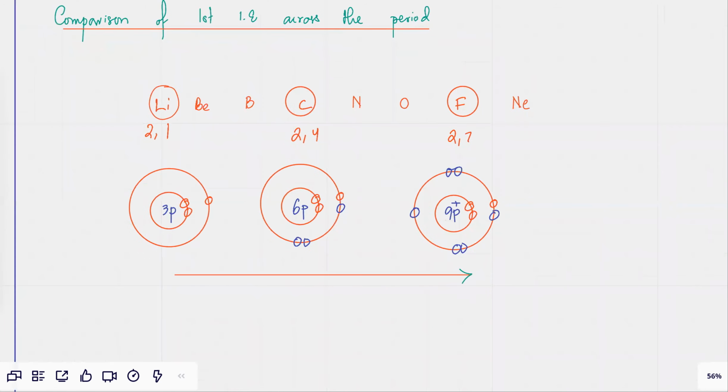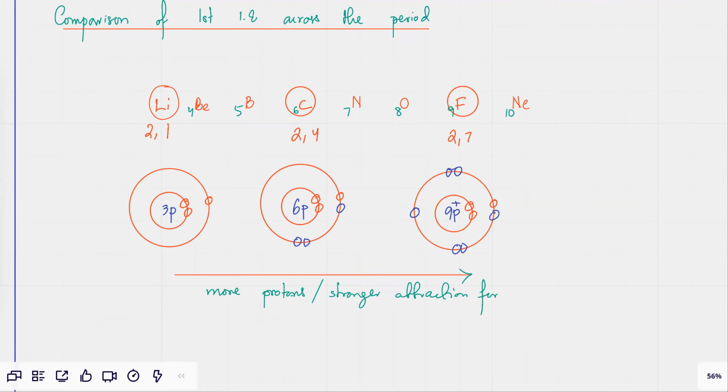Let's talk about the factors first. The first thing is, if you look over here, you're getting more protons. Lithium only had 3 protons, carbon over here had 6 protons, fluorine has 9 protons. So steadily the number of protons continuously increases: 4, 5, 6, 7, 8, 9, and 10. So there's more nuclear charge, which means a stronger attraction for electrons, right? Is this clear to everyone?